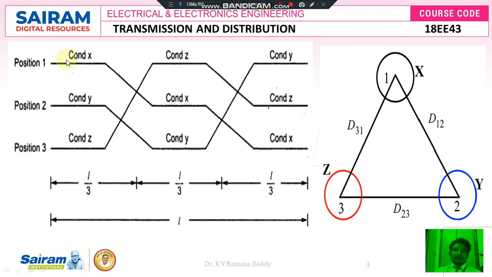At tower A it is at position 1, at tower B it is position 2, at tower C it is position 3. Similarly, conductor Y, which is at position 2 at tower A, I want to bring to the top position, position 1. So at tower B conductor Y goes from position 2 to position 3, and again conductor Y goes from position 3 to position 1 when it meets at tower C. Similarly, conductor Z is at position 3 at tower A, then at tower B conductor Z is at position 1, then at tower C conductor Z is at position 2.